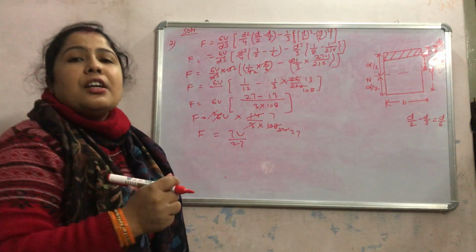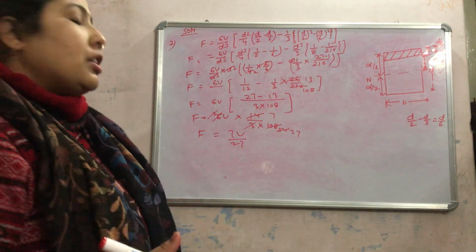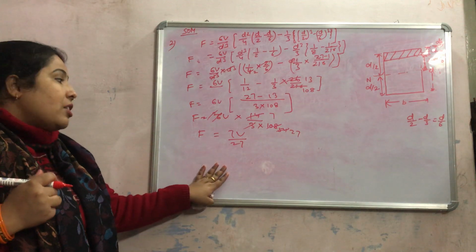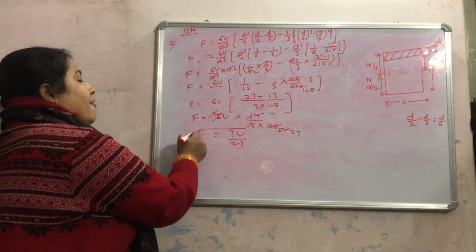So the shear force carried by the upper one-third of the cross section is 7V upon 27.